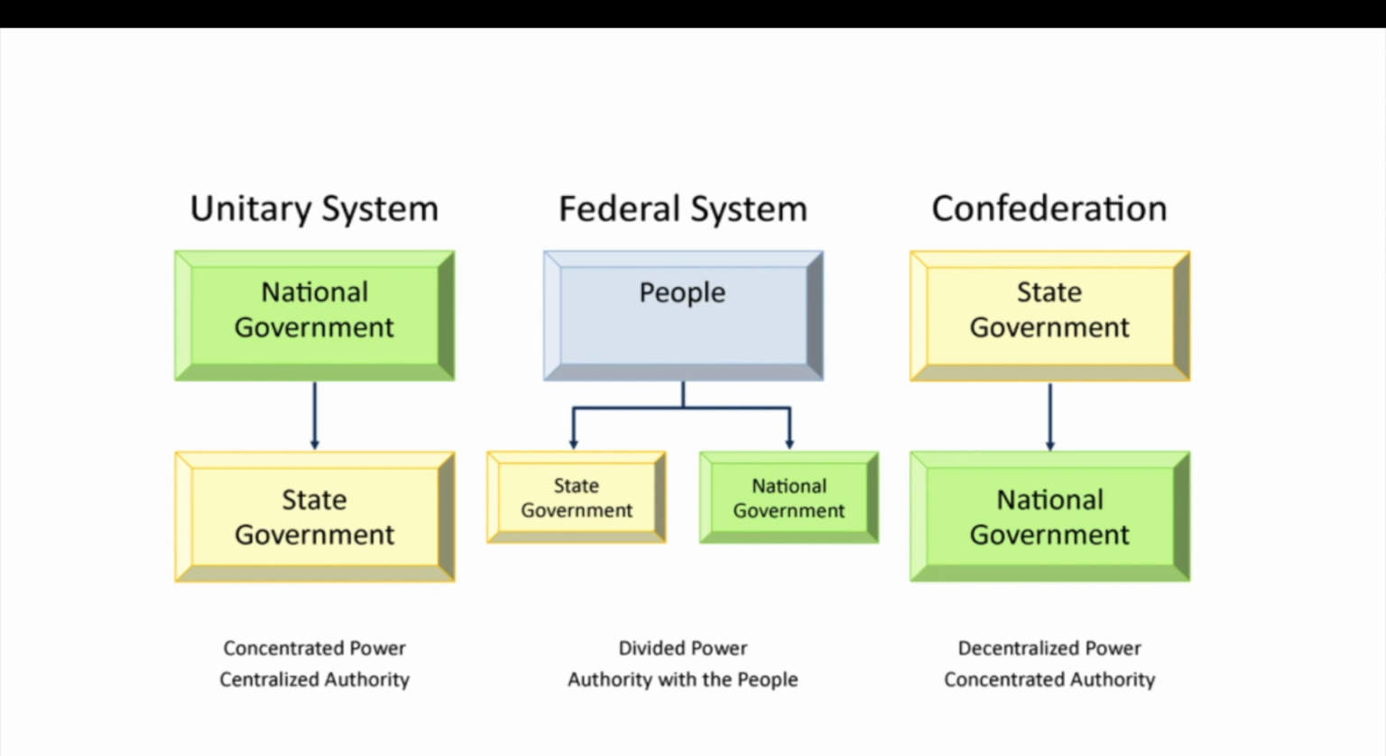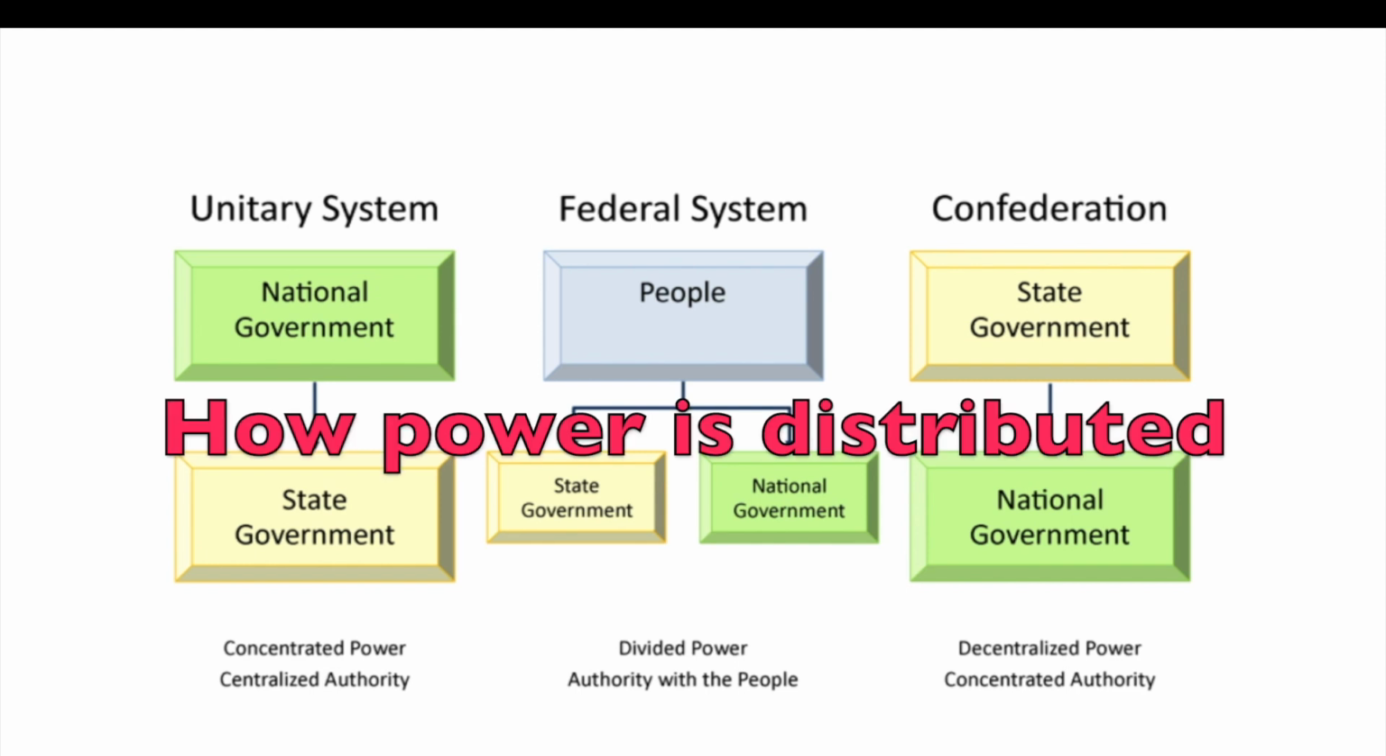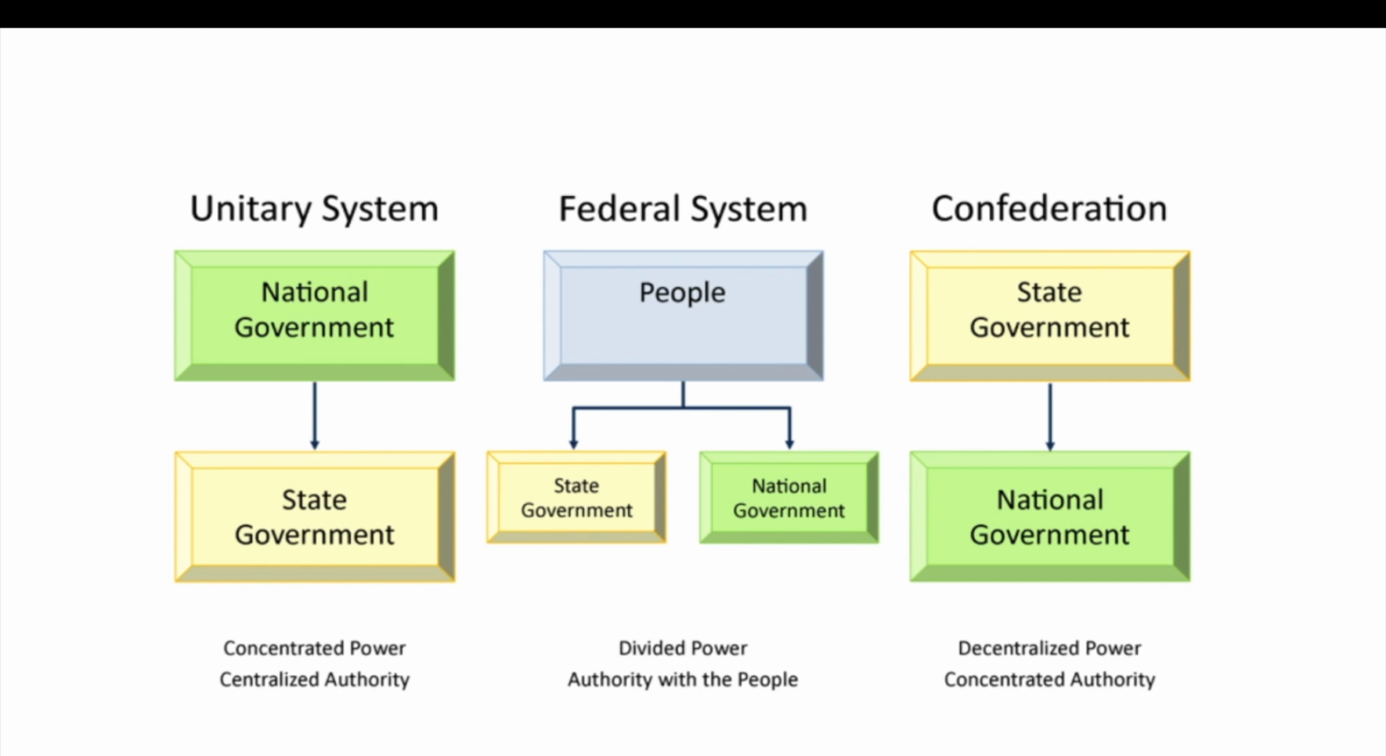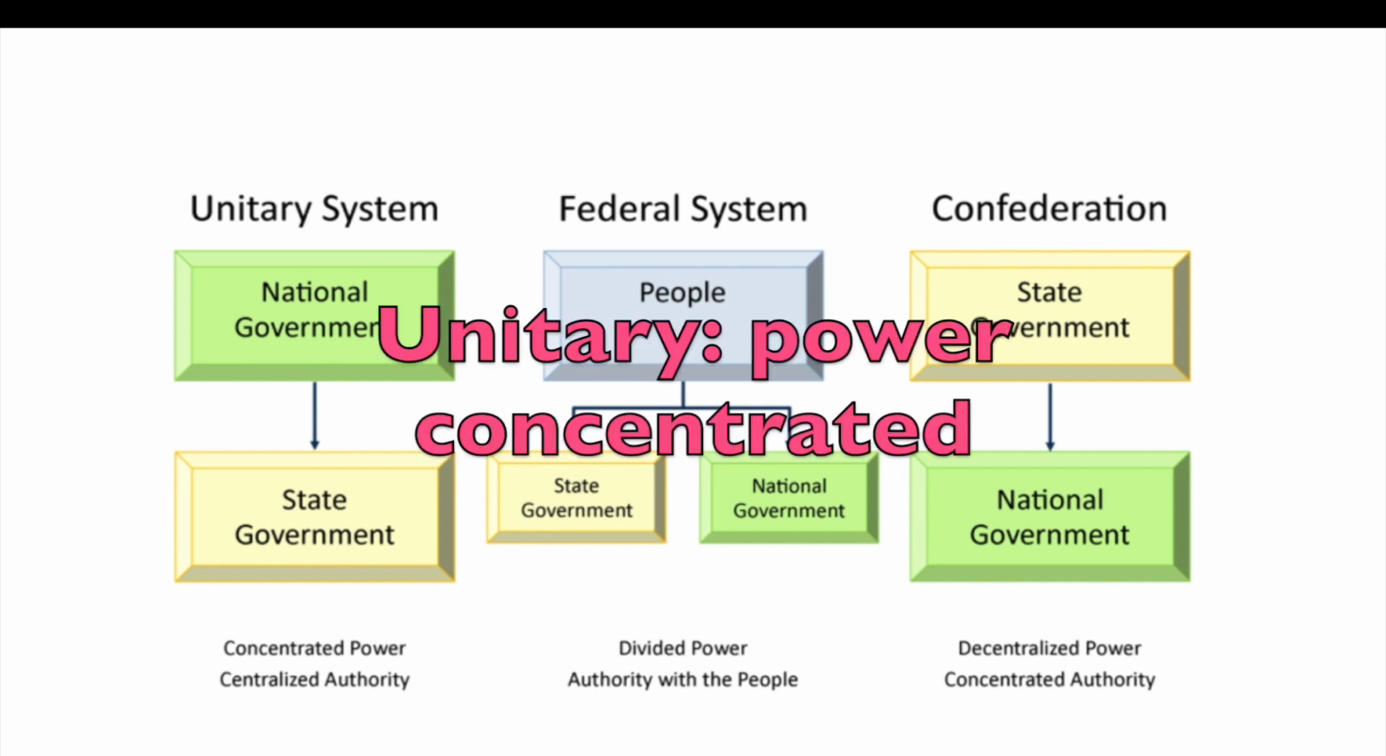So now the unitary system, the federal system, and confederation. What I want you to think about with this is how power is distributed. So first, let's talk about a unitary system. In a unitary system, the national government has all of the power, and any power that a state or lower level government would get must be given to it by the national level. So when we think of a unitary system, we should think of power being concentrated in a central authority.